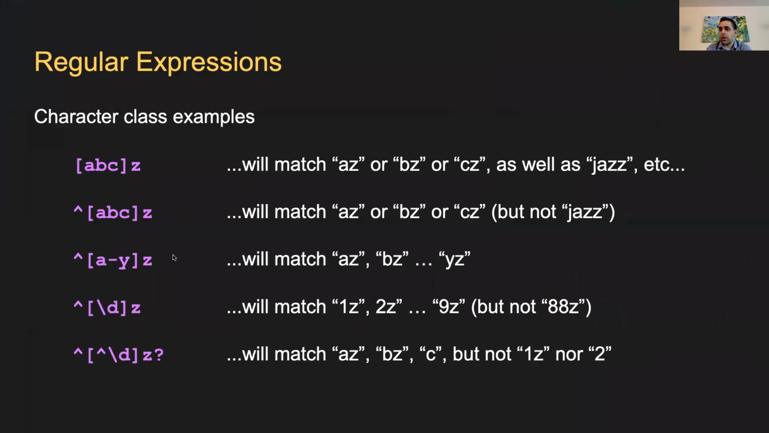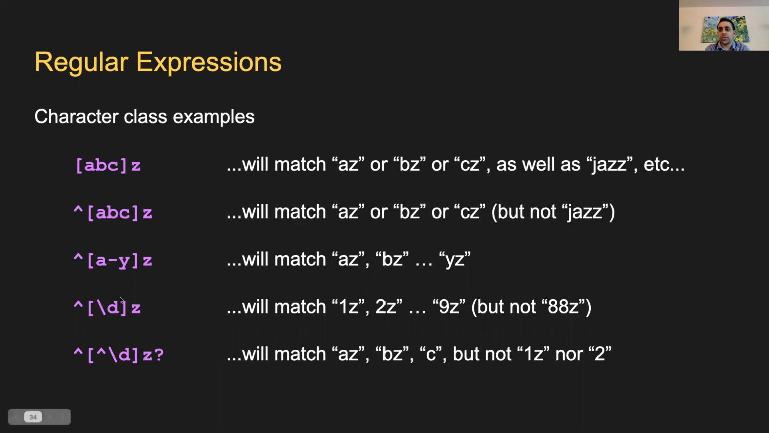Okay, so you could also create ranges. So here I have A-Y. That's not actually like a minus operation. It's just creating a range. This is actually going to create a character class from A, B, C, all the way down to Y. So in this case, it will match anything that's AZ, BZ, CZ, DZ, EZ, all the way down to YZ, because that's where I'm stopping. So again, you create a range. It saves you writing all those letters out.